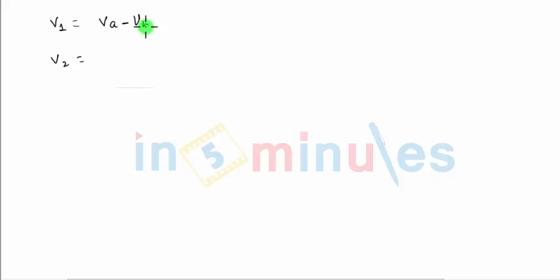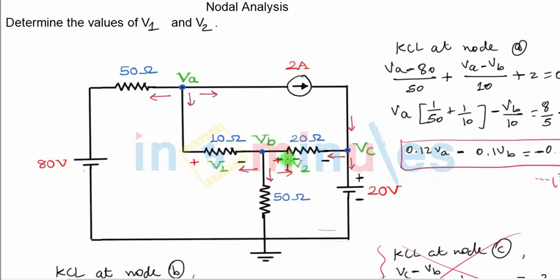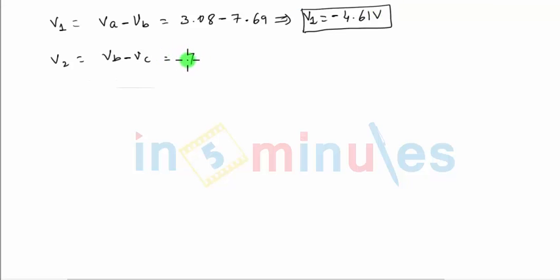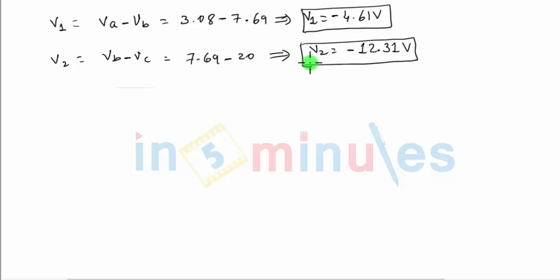And V2 will be nothing but, with positive polarity having Vb here and negative having Vc, V2 equals Vb minus Vc. Now we already know Va, Vb and Vc. So V1 will be 3.08 minus 7.69, which gives V1 equal to minus 4.61 volts, and V2 will be 7.69 minus 20, which gives V2 equal to minus 12.31 volts. So these are the final answers for V1 and V2.